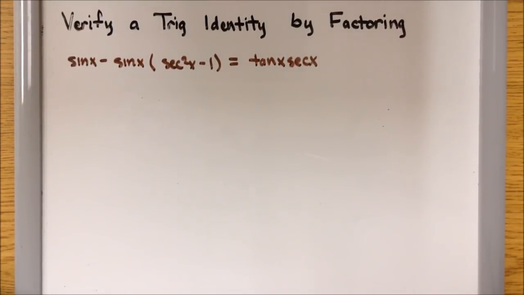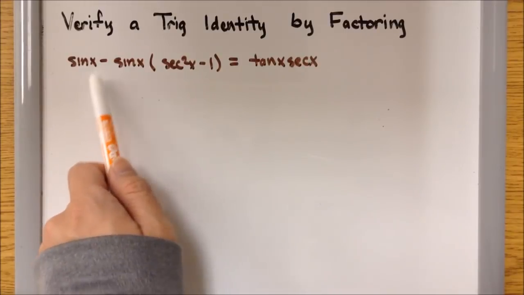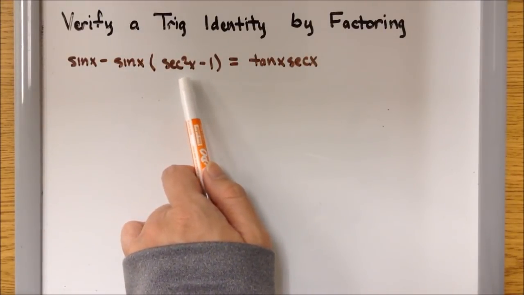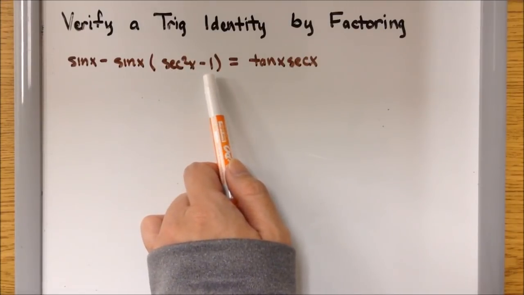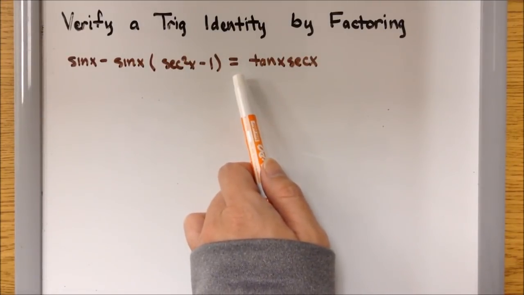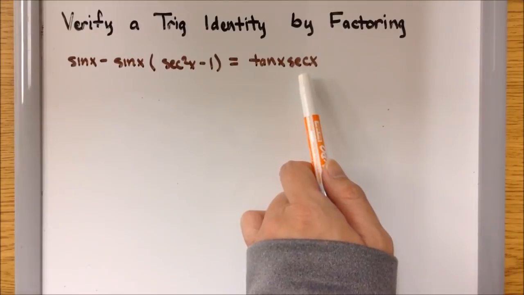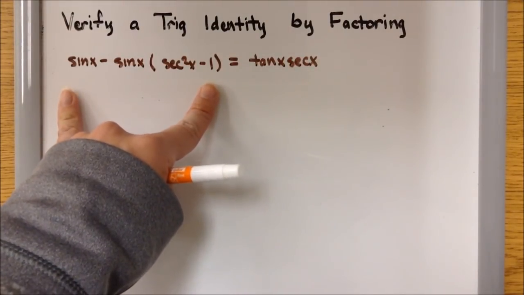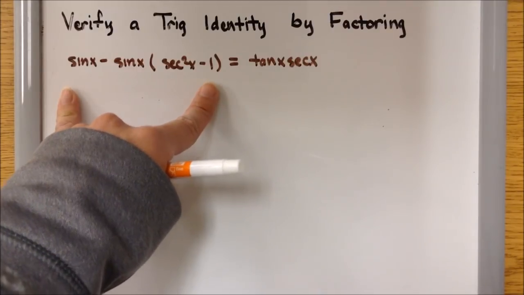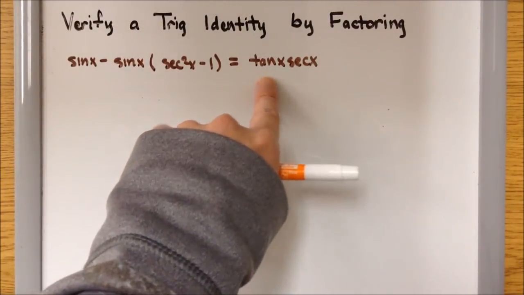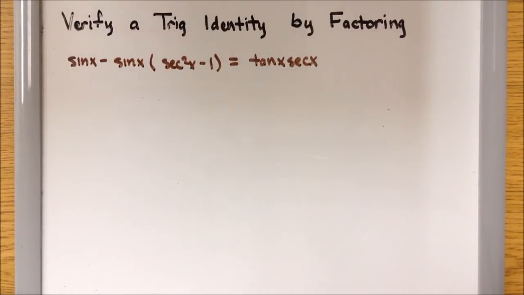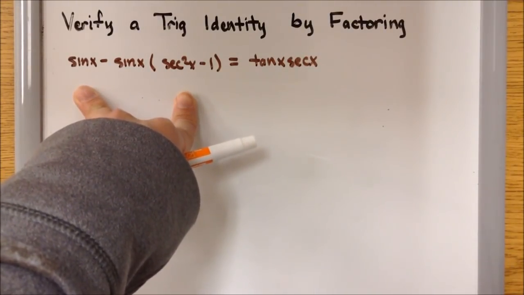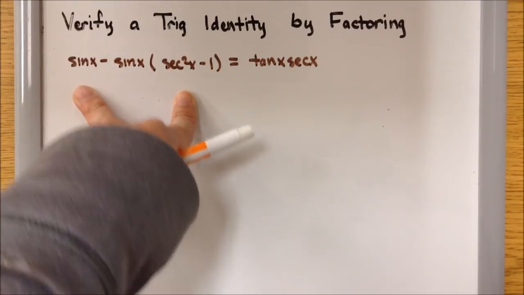In our second example, we have sine of x minus sine of x times secant of x, secant square of x minus 1 equal to tangent of x times secant of x. Again, we're going to be working on the left side, trying to make it become tangent of x secant of x.